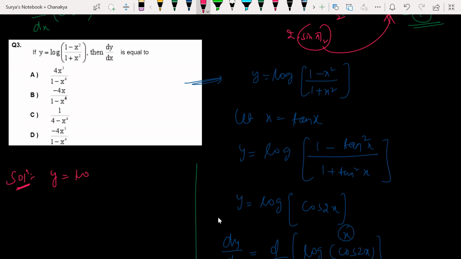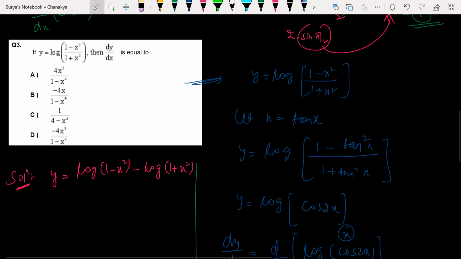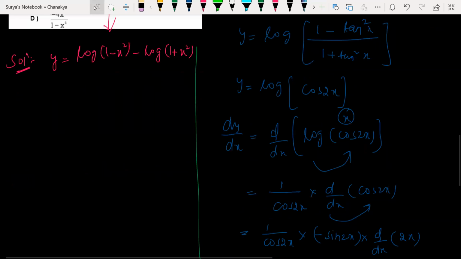y is equal to log of (1 minus x square) by (1 plus x square). It is looking like a by b. So can I write the log of a by b formula as log a minus log b? Yes or no? Yes, log a minus log b. So now differentiate it. Very simple.